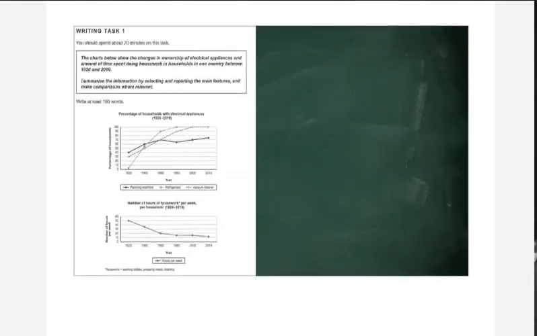So, moving on, exploring the different types of questions here. We also have multiple presentations here, multiple charts, multiple line graphs. What's the topic? They have given you the topic that the charts below show the changes in ownership of electrical appliances and the amount of time spent doing housework in households. So it's all about chores, right? They're talking about how much time these households take overall to do chores between the years 1920 and 2019.